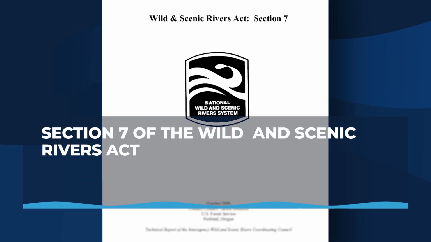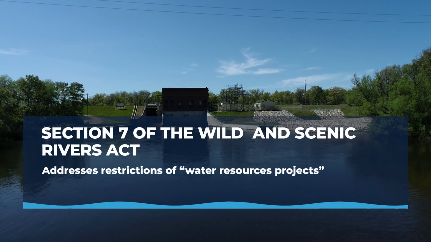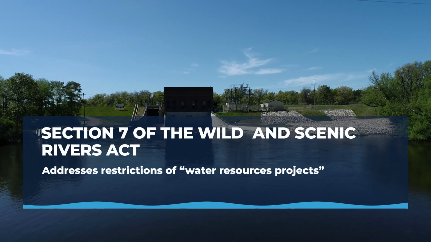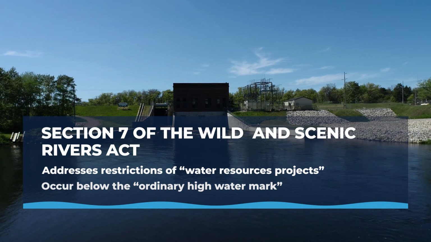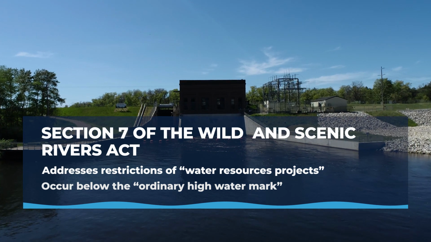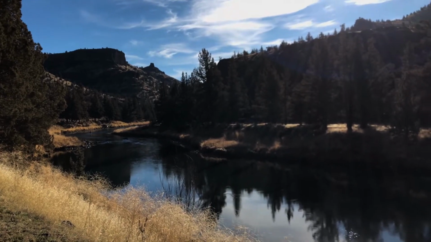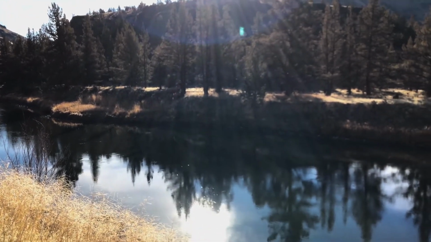The name Section 7 refers to the Wild and Scenic Rivers Act, Section 7, which addresses restrictions on federally assisted water resource projects that occur below the ordinary high water mark or between the bed and banks of the river, including those on private land. The ordinary high water mark may be on the valley flat or on the floodplain outside of the active channel. The intent of Section 7A is to keep certain rivers free-flowing.